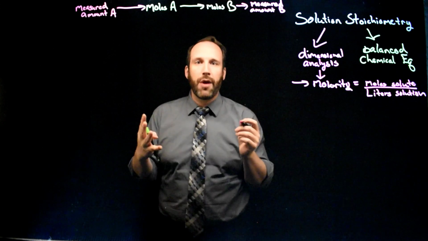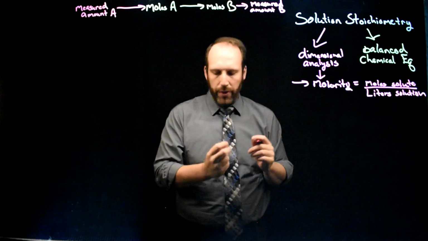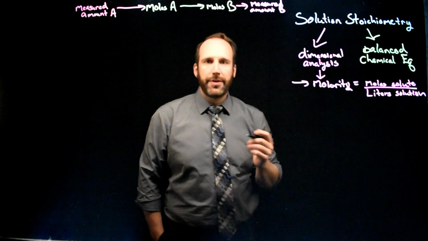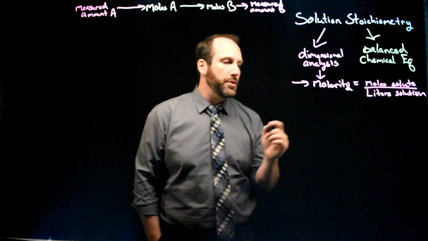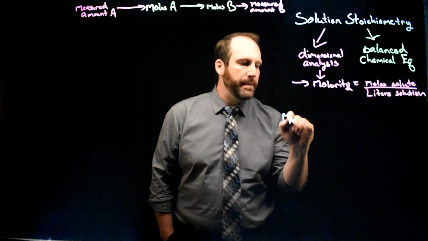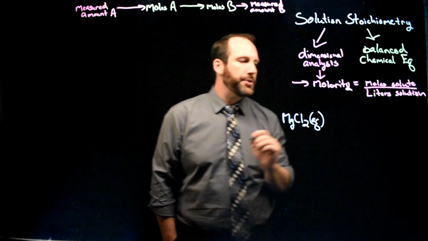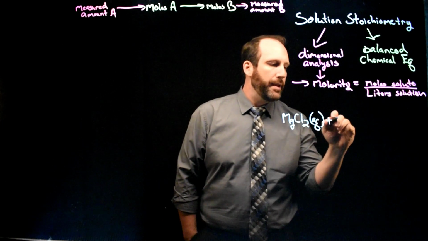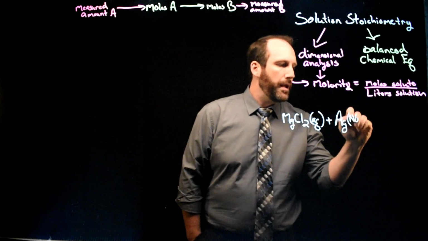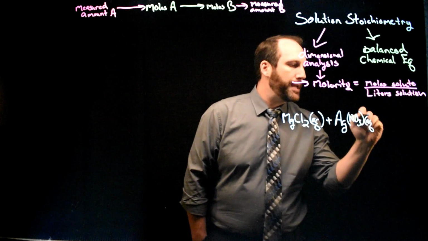All right, so let's try some example problems, okay? And I'll write an example here. I think what we'll start with, we'll start with a balanced chemical equation that looks like this. Let's say we've got magnesium chloride, and that's a solution, that can dissolve in water, and we're mixing that with silver nitrate. That's also an aqueous solution.